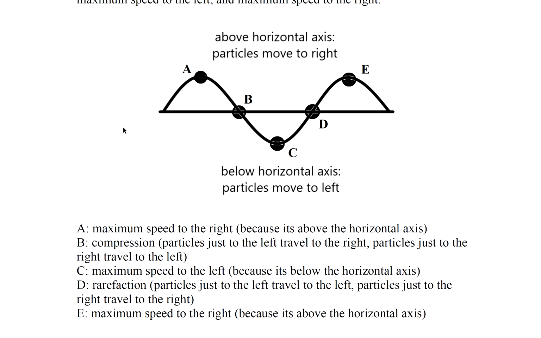So A has a maximum speed to the right. B is a compression, because in between it, A and C are moving towards B. C has a maximum speed to the left. D is a rarefaction. Okay. Particles C and E are moving away from D. And point E, that's the maximum speed to the right because it's above the horizontal axis.